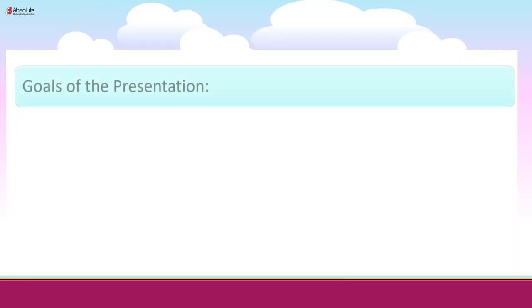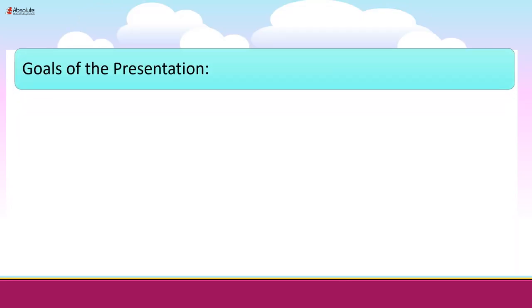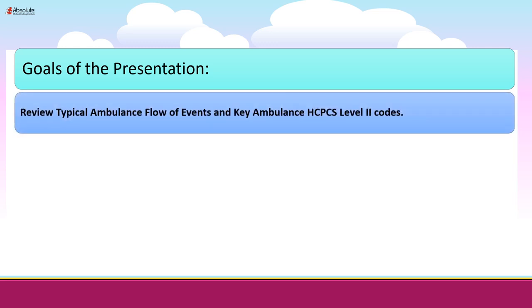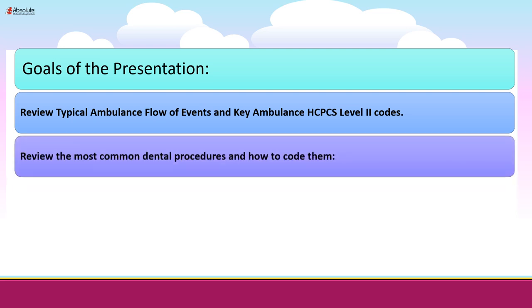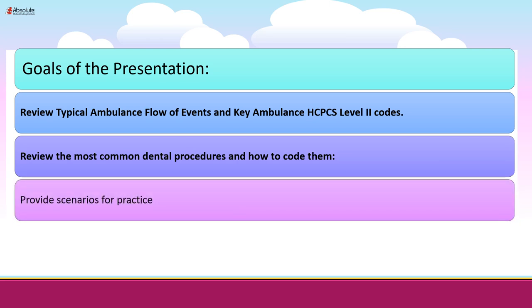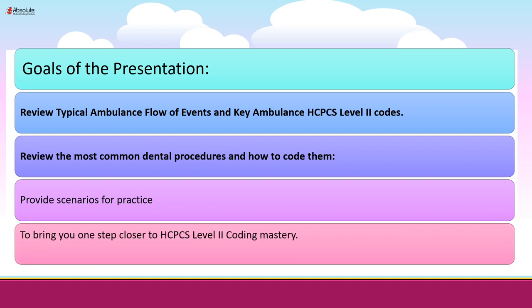So the goal of this presentation is to focus our attention on two of the HCPCS Level 2 national code groups, the A codes and the D codes. First, we're going to start by reviewing some typical ambulance flow of events and key ambulance HCPCS Level 2 codes to help understand and code them properly. Then, we're going to review the most common dental procedures and how to code them. And of course, we're going to provide scenarios for practice to hopefully bring you one step closer to your HCPCS Level 2 coding mastery.